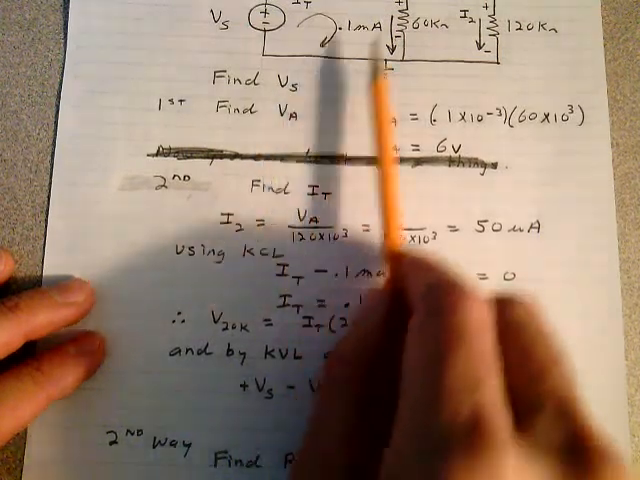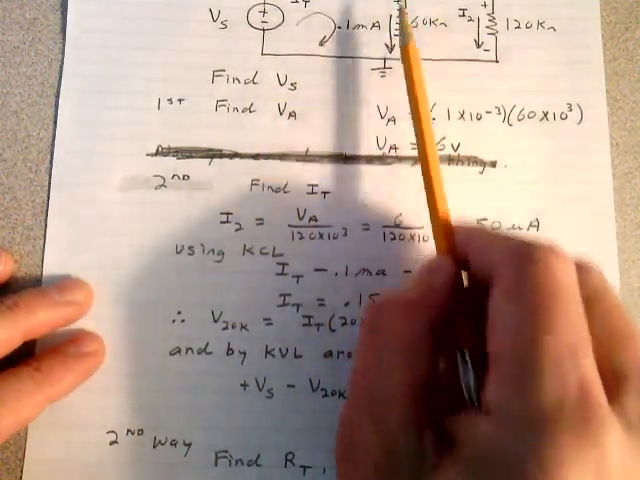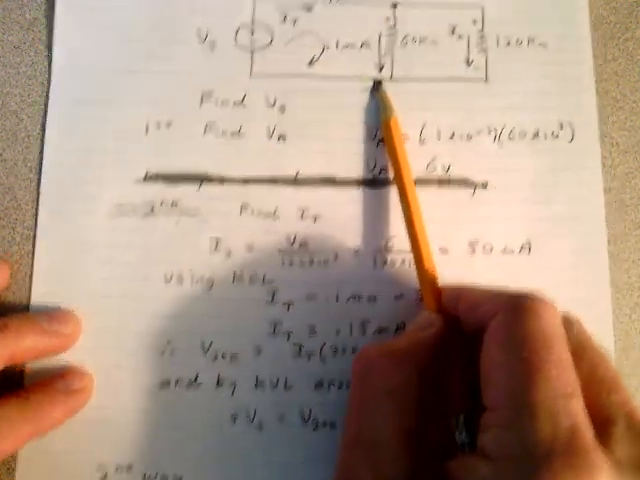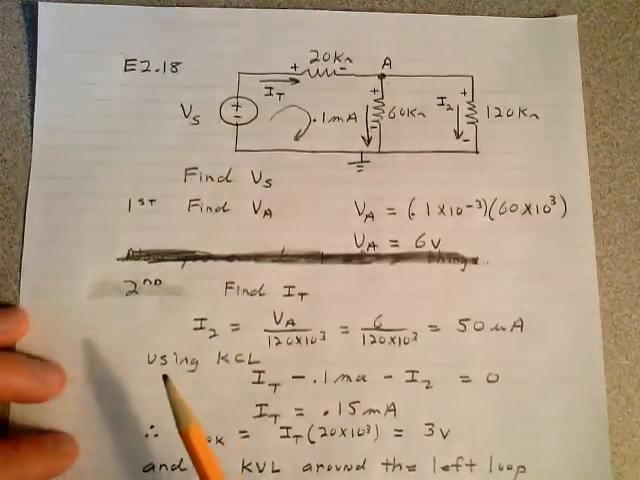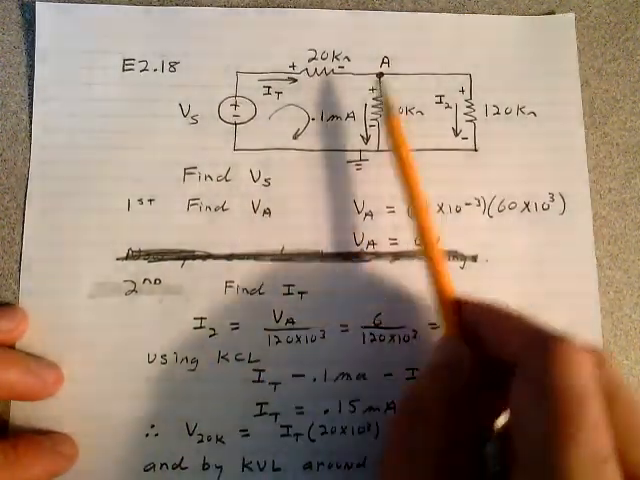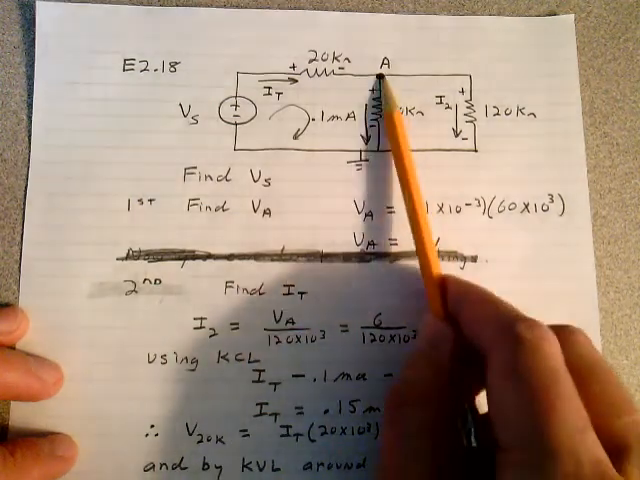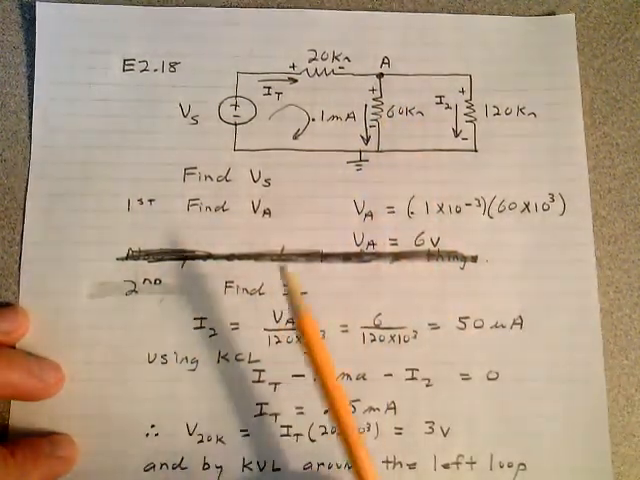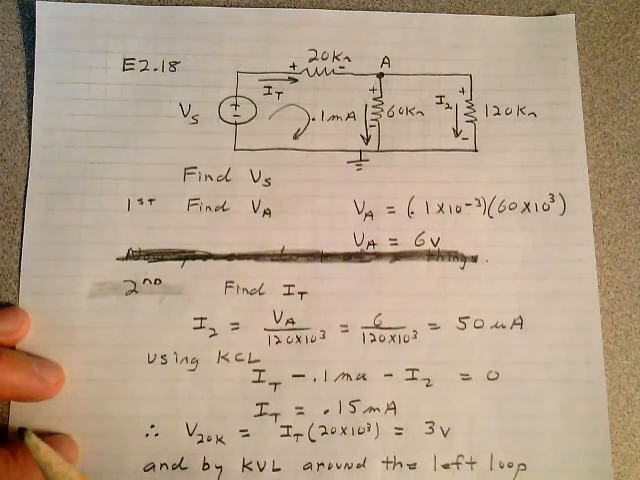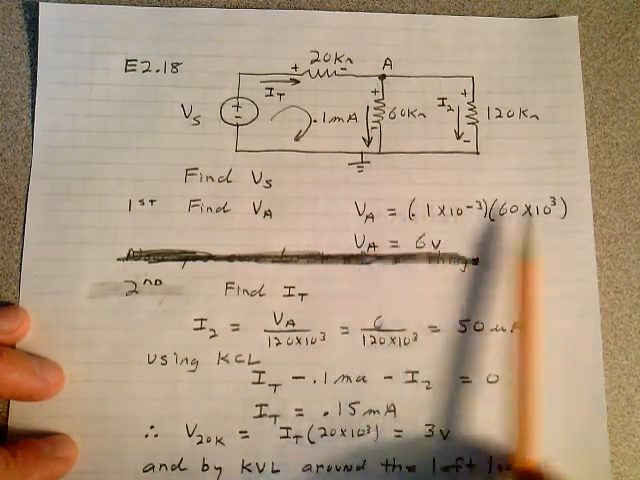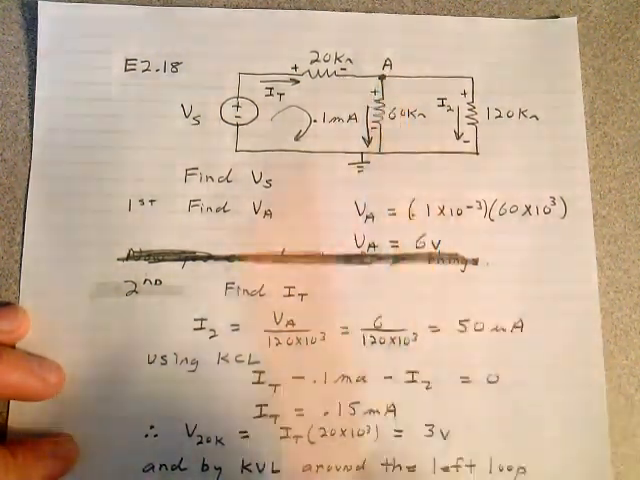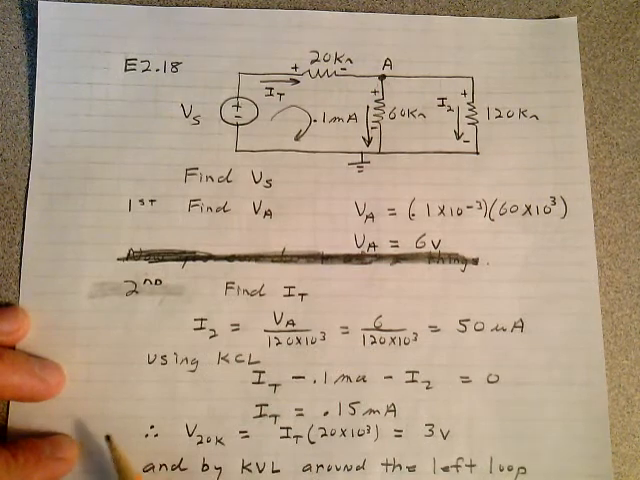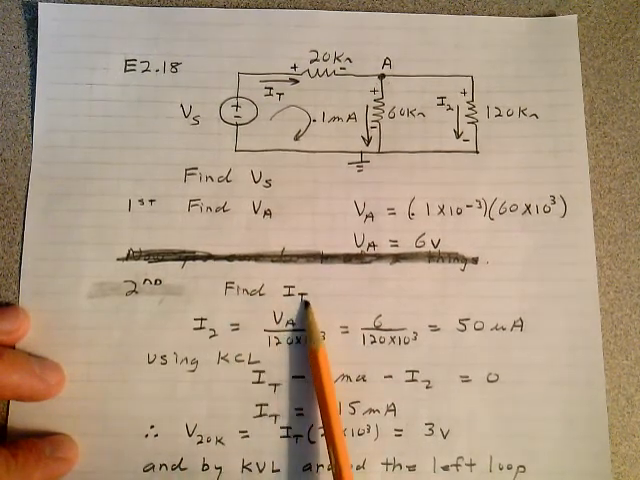The first thing you want to do is find VA. I just labeled this point VA with respect to ground. This is 0 volts down here, so what's VA going to be? Well, you know 2 of the 3 things right here in Ohm's law. You know the resistance and you know the current, so you know the voltage across it. Always look for 2 out of 3 parameters in Ohm's law. That'll really help you out. In this case, VA is 6 volts. The second thing you do is find the total current.